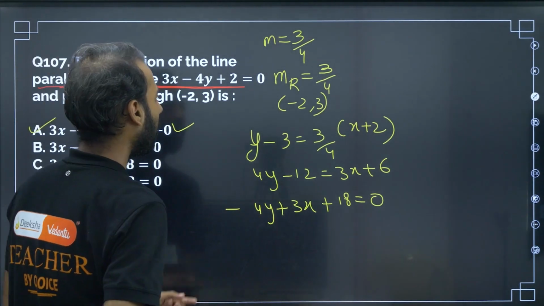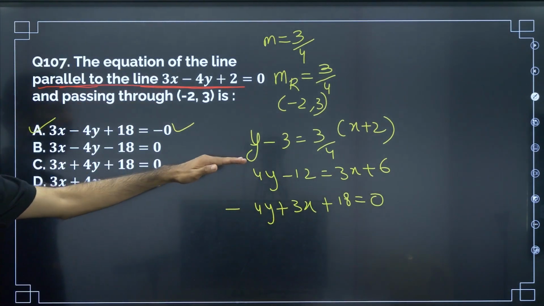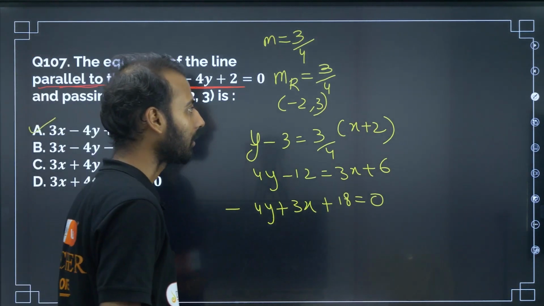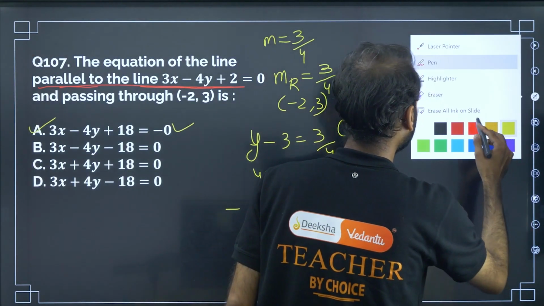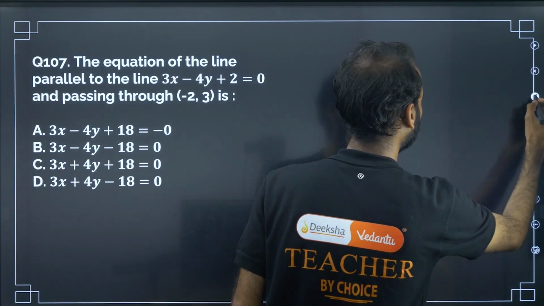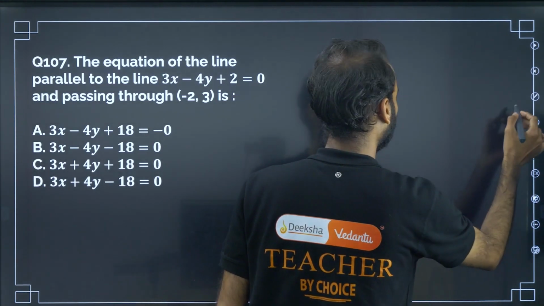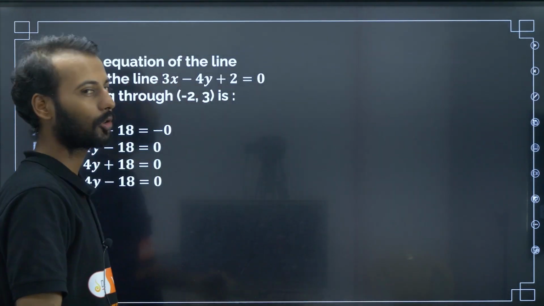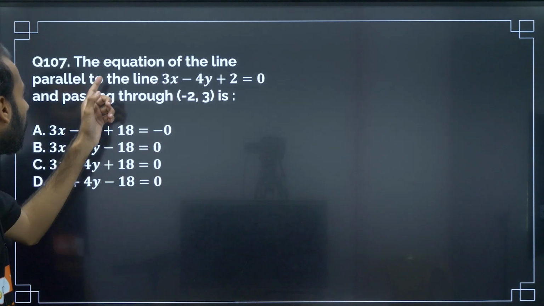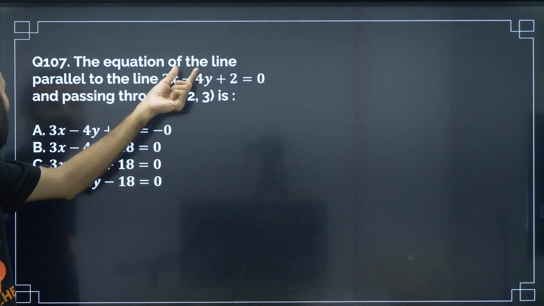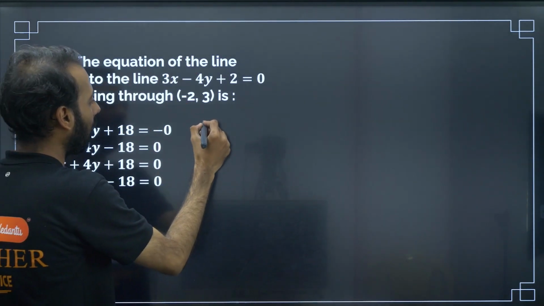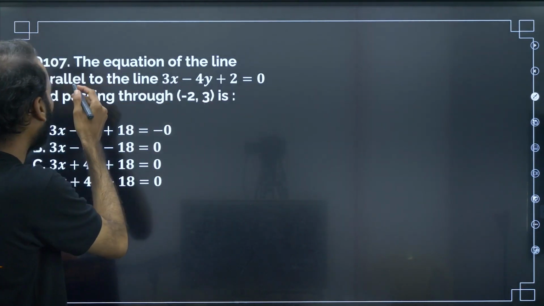Moving on to the next question. Very easy question. So here, if I go to the exam, how will I solve this in the exam? That also we'll see. So let me erase all this. And suppose I am one student. I went to the exam hall. The moment I see this question, the equation of the line parallel to the line, I will extract the equation of the line parallel to this line.